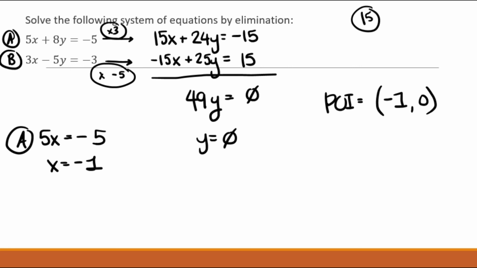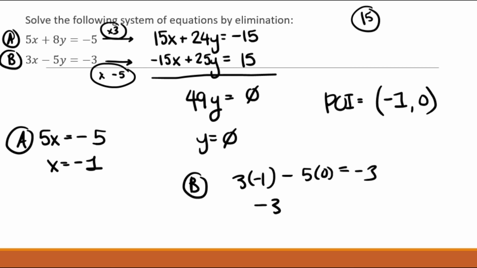But I'm going to check in equation B. Is 3 times negative 1 minus 5 times 0 equal to negative 3? Negative 3 equals negative 3. That is true. You found the solution.